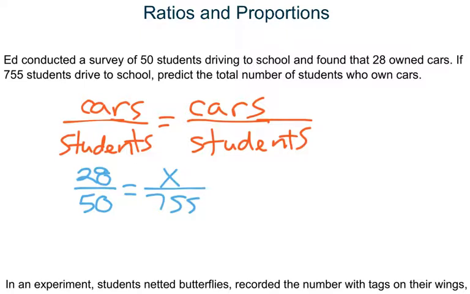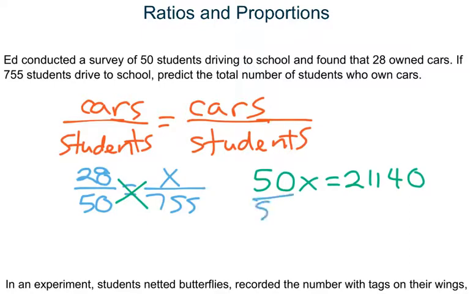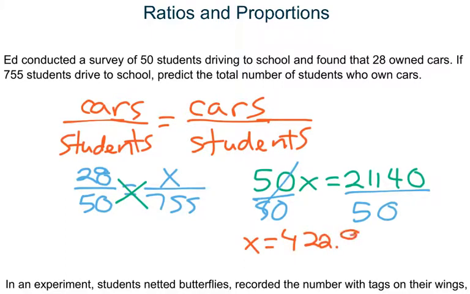We go cross multiply. So 50 times x is equal to 755 times 28. It gives us 21,140, and then we're going to go ahead and divide by 50. So if you divide that by 50, now you'll notice here, when you type that into your calculator, you get 422.8. But we're talking about people. We're not going to do decimals when we're talking about people, so we're going to go ahead and round that.